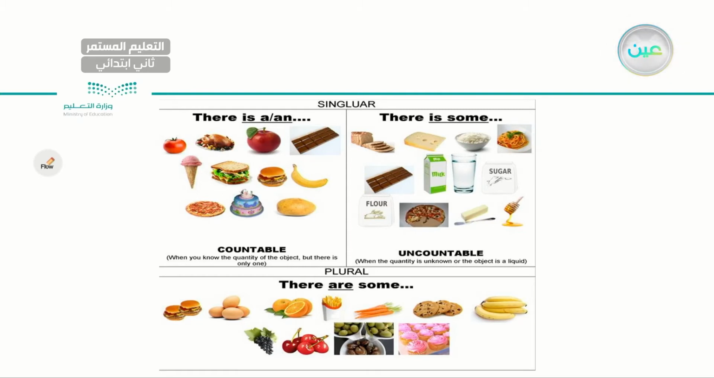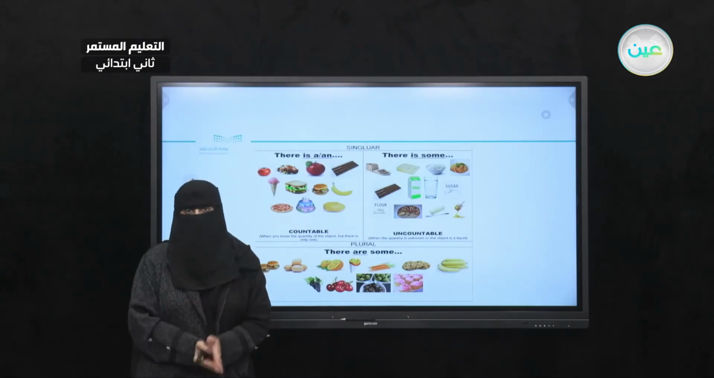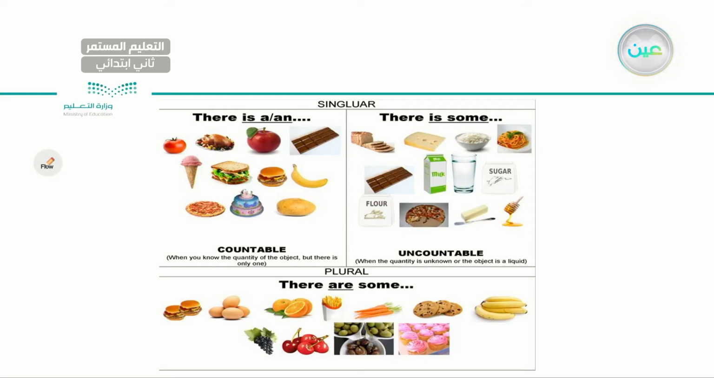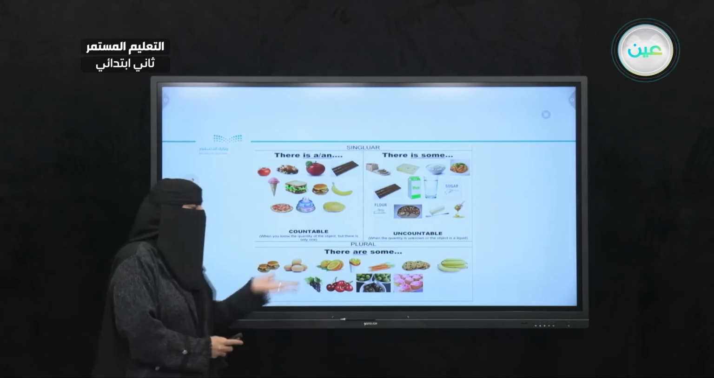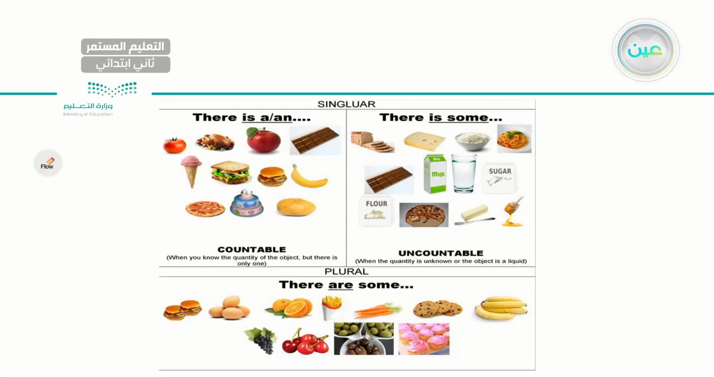Now, let's try to practice some speaking skills. As you can see here, I have singular. For the upper left side, I have countable nouns, singular countable, okay? So let's read. There is a tomato. There is an apple. There is a sandwich. There is a chocolate bar. There is a banana. There is a pizza. There is an ice cream, and so on.